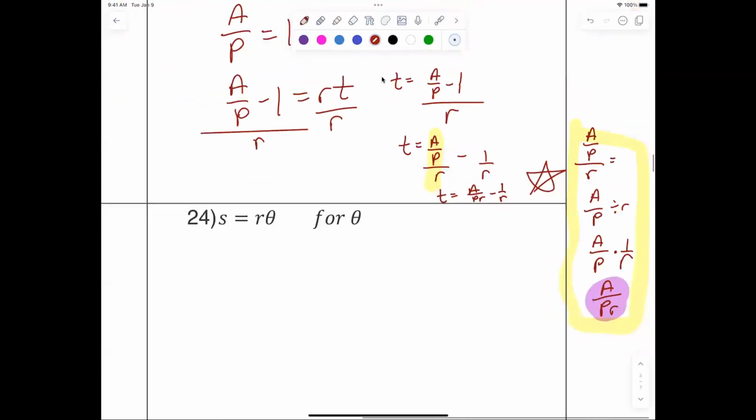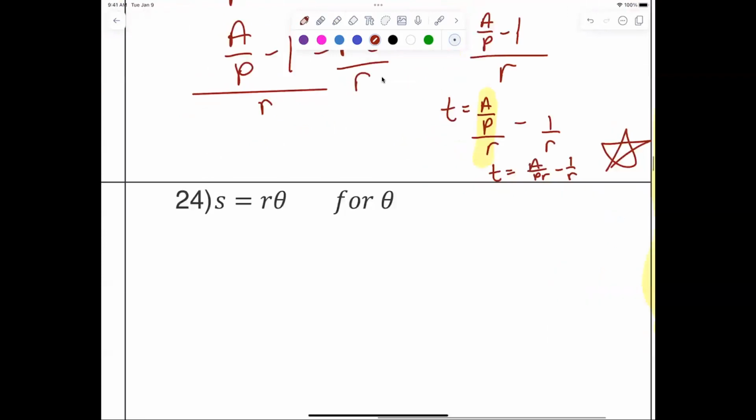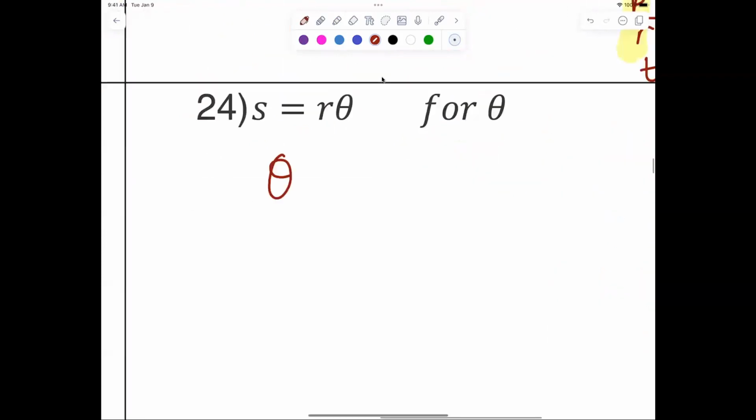Number 24 is arc length is equal to R times theta. We're solving for theta. So this is just straightforward division, right? Everybody should be able to tell me theta is equal to what? S over R. Perfect. Pretty happy with that.